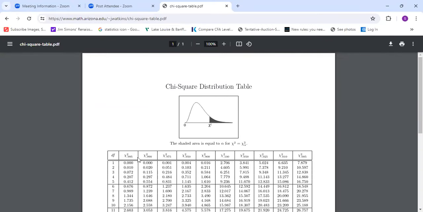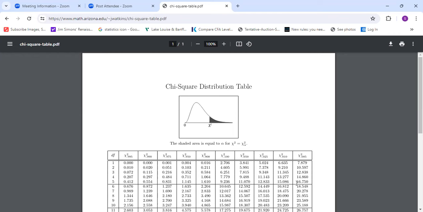Notice at the top, I have chi-square 0.995, 0.990, etc., and degrees of freedom in the first column. My degrees of freedom is 7, so I'll have to draw a horizontal line through 7. And then I'm looking for chi-square 0.975, which is the third column. So third column and 7 degrees of freedom is 1.69.